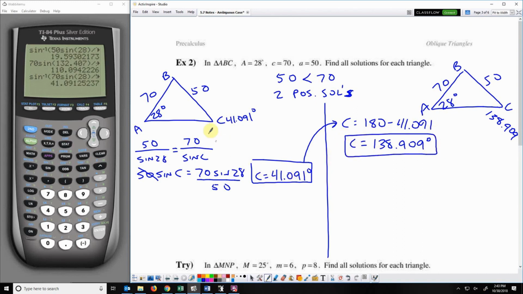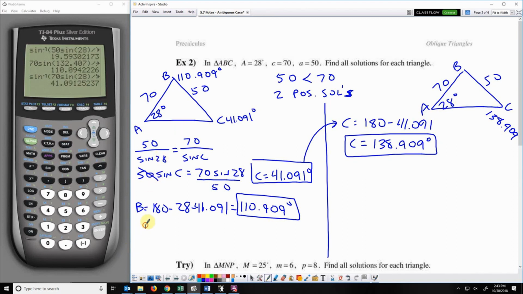Okay, so I've found a possibility for angle C on each triangle. Now I'm going to finish up this one on the left. So I can find angle B by doing 180 minus 28 minus 41.091. So I'm taking the two angles that I know away from 180, and that's going to give me 110.909 degrees for angle B.